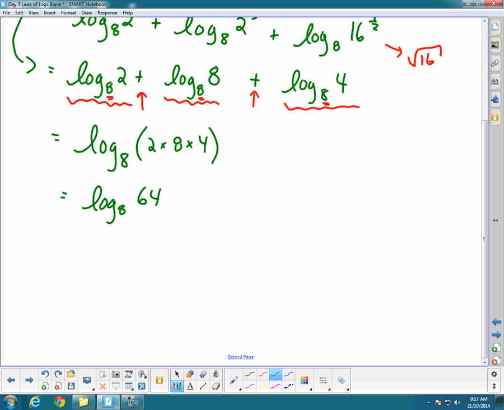And now, is this an easy logarithm to evaluate? I've expressed it as a single logarithm. This says, what exponent do I put on 8 to get 64? Everybody tells me it's... You've got to be loud so you're on the mic. Okay, I'll try this again. What exponent do you put on 8 to get 64?